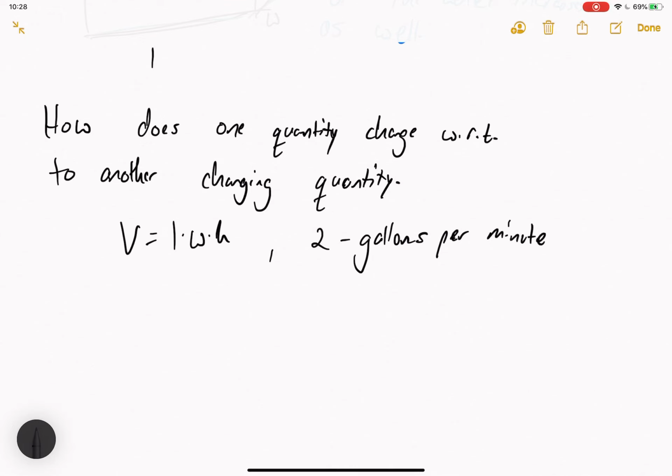And what that really means is that you're basically increasing the volume of the pool by 2 every minute. And of course, it's not every minute I'm just pouring a gallon in, but this is a nice, smooth increase. So this means it's changing.